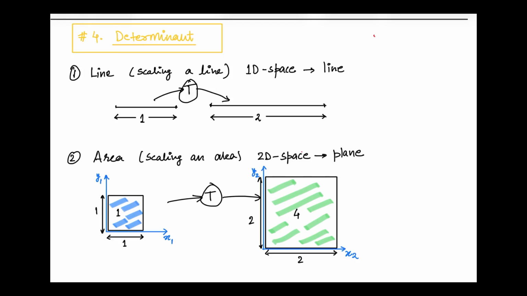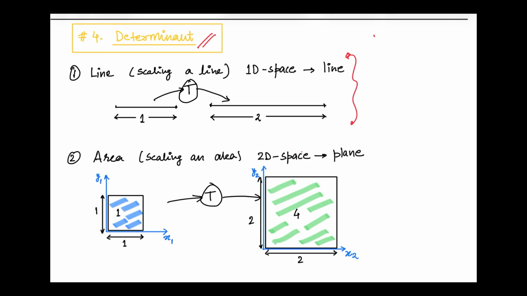Hello everyone. So in this video we will look into what the determinant of a matrix represents and what is its geometric interpretation. So before starting with the determinant, we look into three things, and these three different things are how we measure something in a one-dimensional space or two-dimensional space or three-dimensional space.